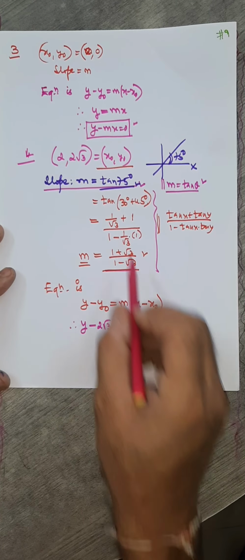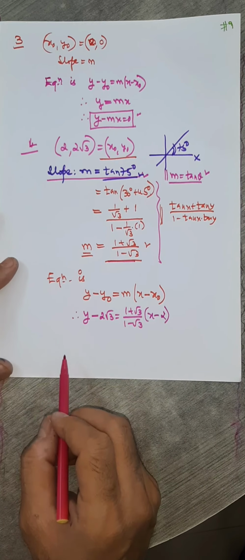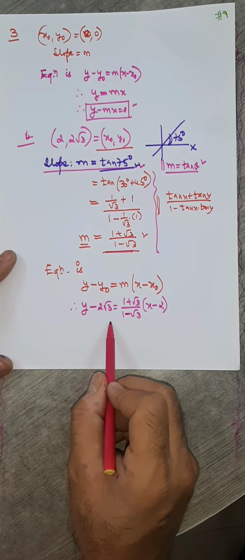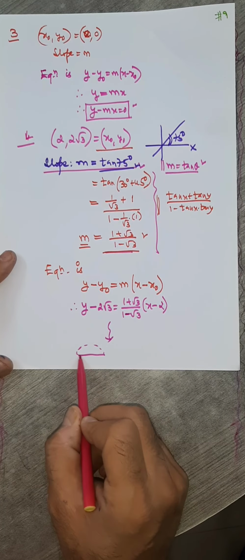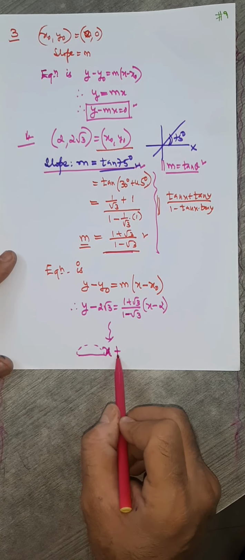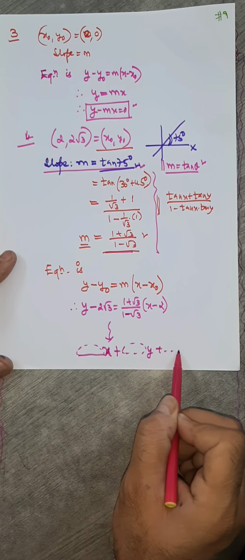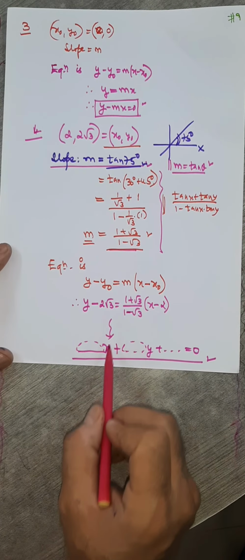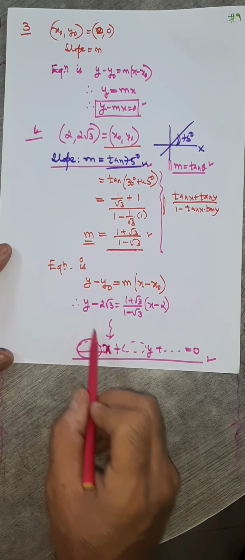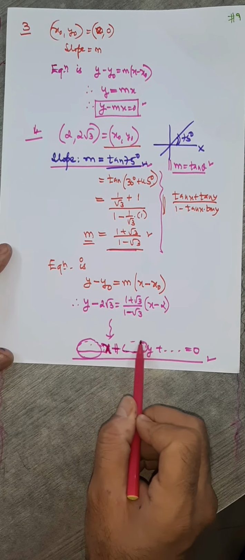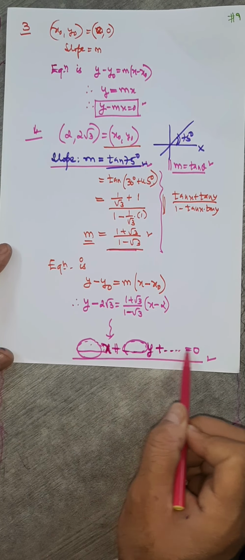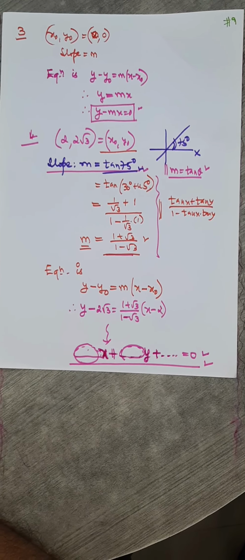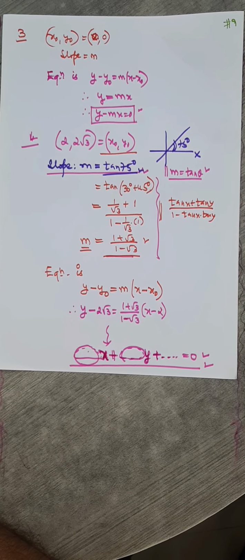x minus x0. What is x0? That is 2. Now you just need to simplify. Take 1 minus root 3 over here and simplify and get the final expression: some constant into x plus some constant into y plus another constant equals 0. That should be your final form. I hope this much you can do. Do it, and then check the back-side answer, that is the answer given at the back of the textbook.